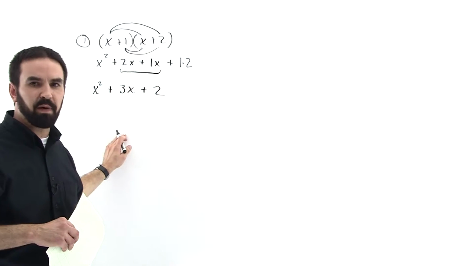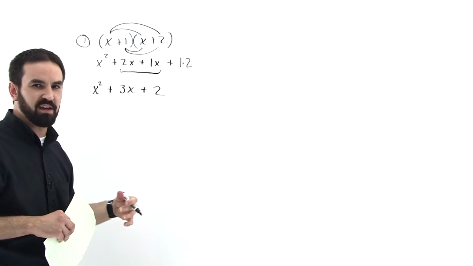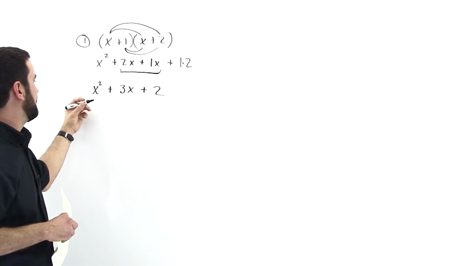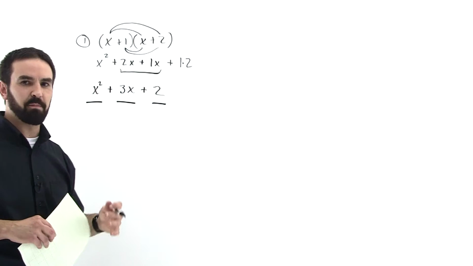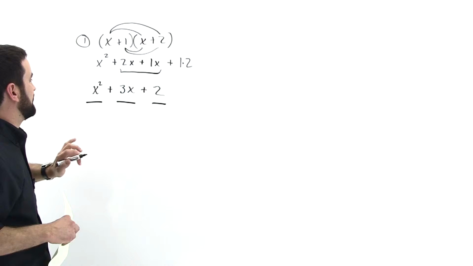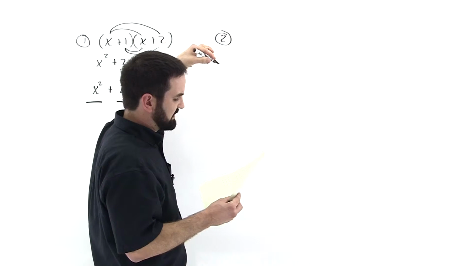This is a polynomial. Poly means many, and nomial means term, so it has many terms. So you see we have 3 terms here that cannot be combined. So this is a polynomial, a many-termed expression.